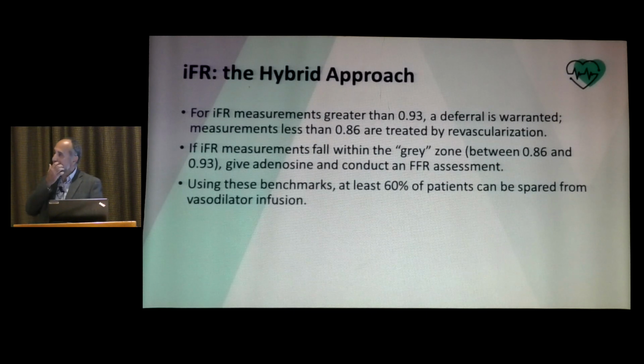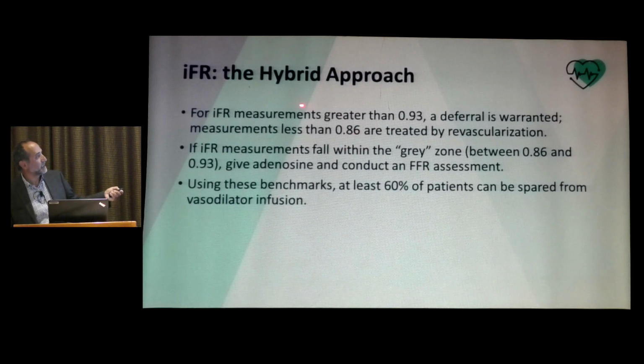Now, a lot of cath labs, a lot of places now advocate using the hybrid approach, which means that the reason for using iFR is because it's easier and you avoid the administration of adenosine. So you start with iFR, okay? You put the patient on the table, you put your wire, and you measure iFR. If the value of iFR is more than 0.93, then you defer the patient. The patient does not need to be stented. You send this patient home.